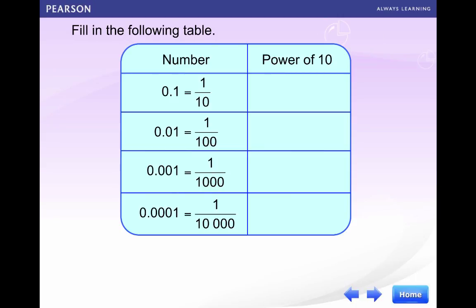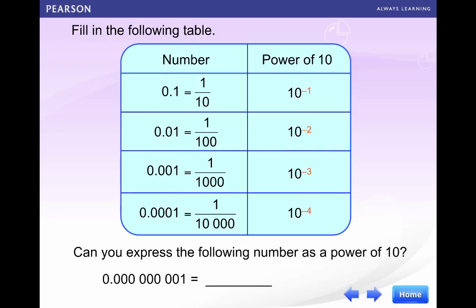How about a small number? 0.1, we can say that it is 10 to the power negative 1. 0.01, it is 10 to the power negative 2. 0.001, 10 to the power negative 3. And the last one, it is 10 to the power negative 4.